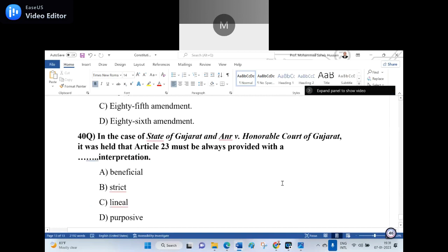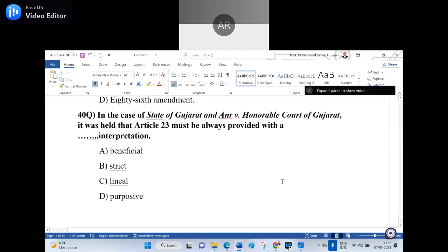40th question. In the case of State of Gujarat and others versus Honorable Court of Gujarat, it was held that Article 23 must always be provided with a dash interpretation. A. Beneficial interpretation. B. Strict interpretation. C. Linear interpretation. D. Purposive interpretation. Strict interpretation? Wrong. Linear interpretation? Wrong. Beneficial interpretation? Wrong. D is right answer, the purposive. Purposive interpretation is the right answer.